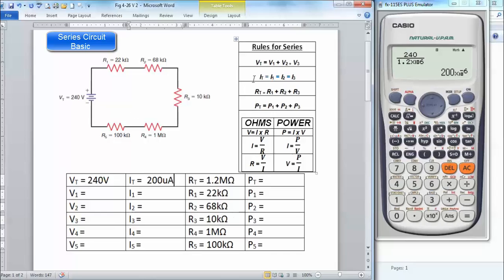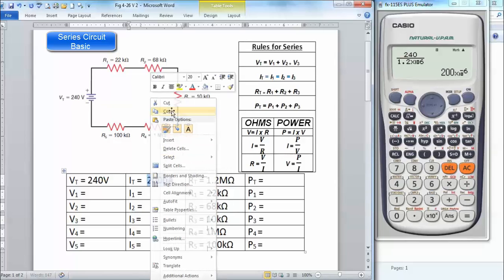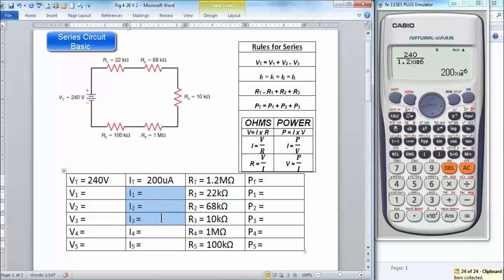Now what do we know about current in series? Based on our rule here, rule number 2 we'll call it, current stays the same. So now basically I can fill in 200 microamps for every one of my currents. Now that I've got all of my currents filled in, I was given all of my resistances, I can now calculate all of my voltages.